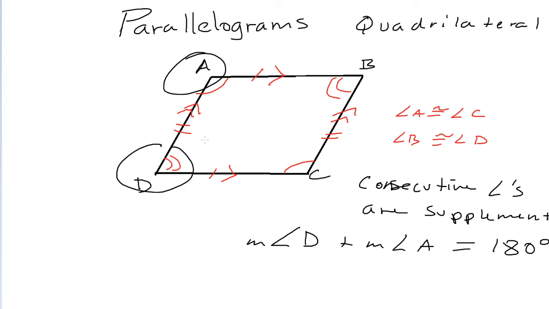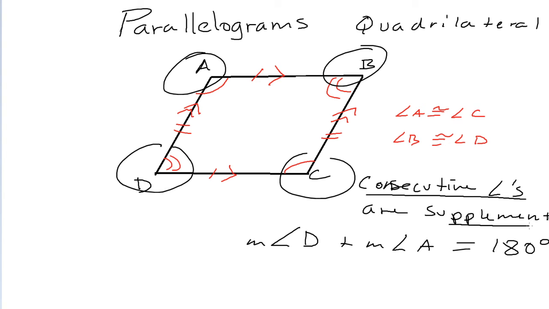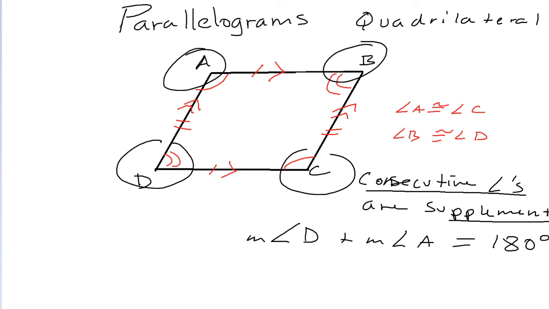And that could be D and A, it could be D and C, it could be B and C. Any two angles next to each other in a parallelogram, and the word we want to use is consecutive angles, are supplementary. So they both add up to 180 degrees.